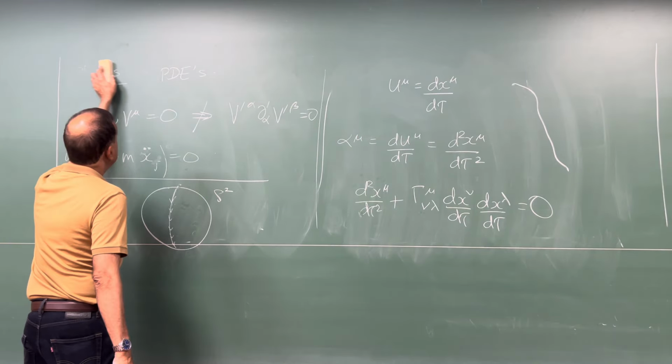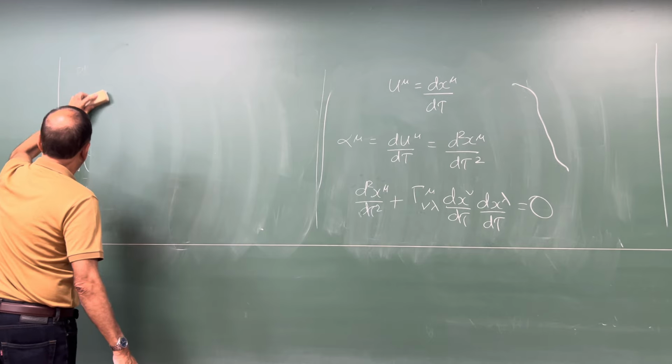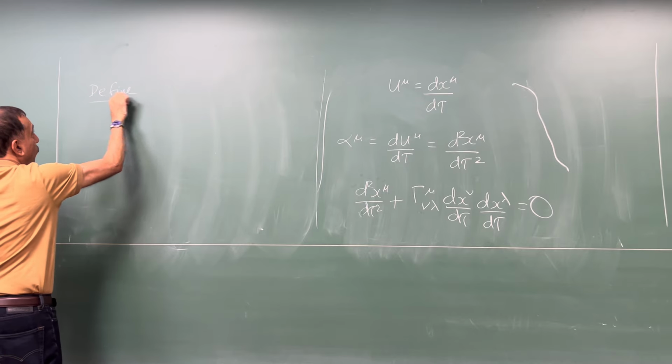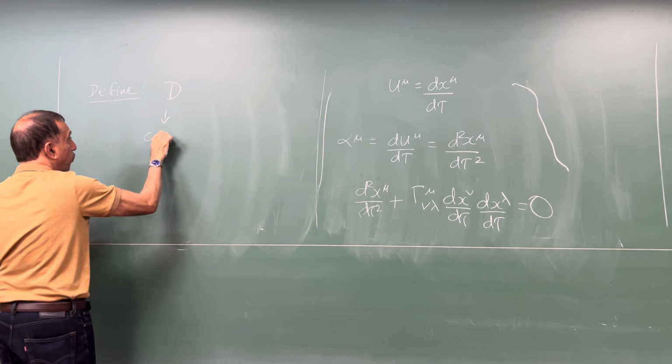Okay, so what's the solution? Well, the solution is extremely simple. We define a new kind of derivative, d, called the covariant derivative.